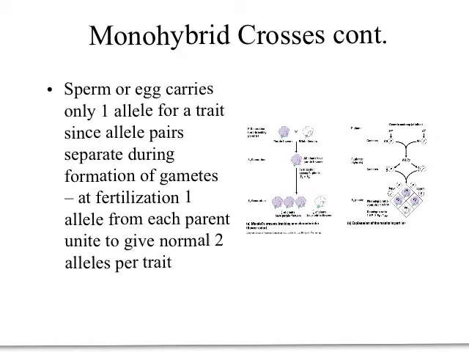All right, so sperm cells and egg cells are going to carry only 1 allele for the trait, since they're separated during meiosis. And when we get fertilization, those 2 alleles will come together to give the resulting offspring 2 alleles for that trait. And it'll just depend on which one is dominant over the other, or whether they're co-dominant with each other, to see what the organism is actually going to look like.